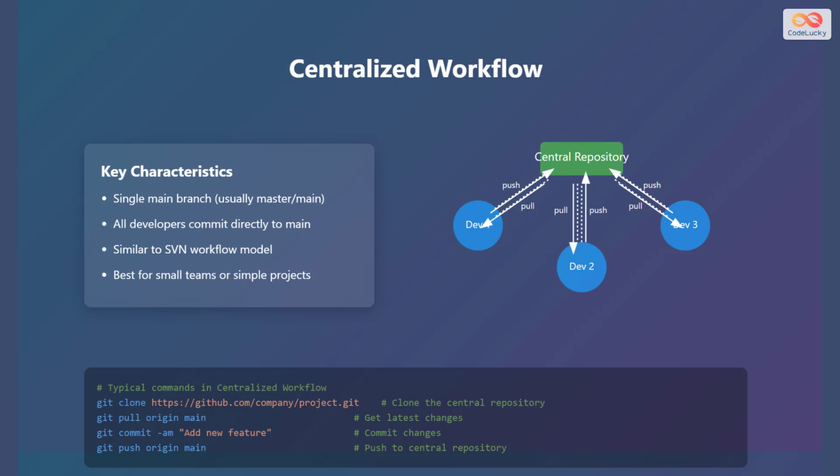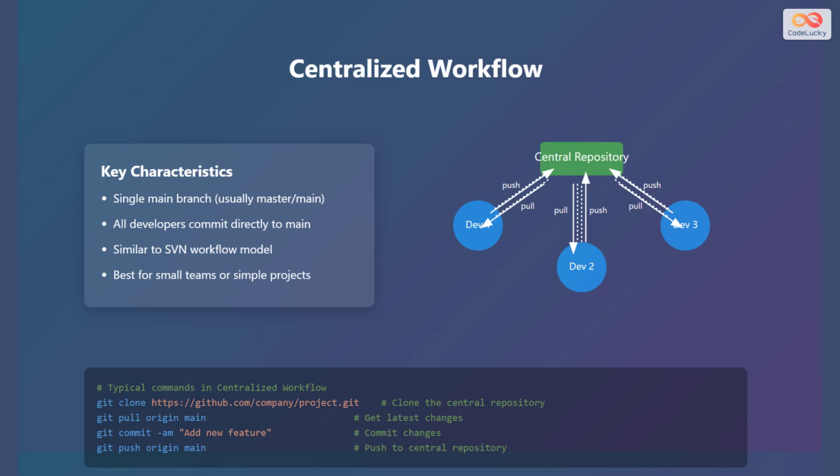Let's explore the centralized workflow. This workflow has a single main branch, usually named master or main. All developers commit directly to this main branch. This workflow is similar to the Subversion workflow model, and is best suited for small teams or simple projects.